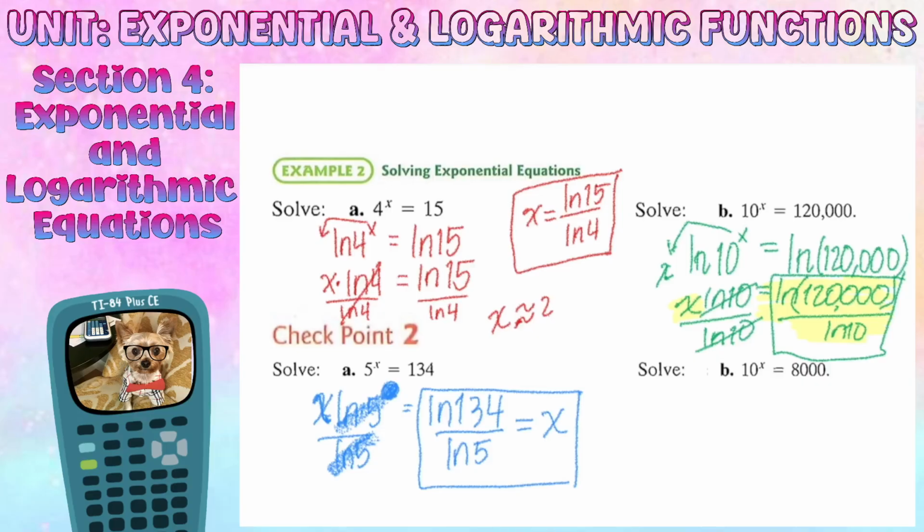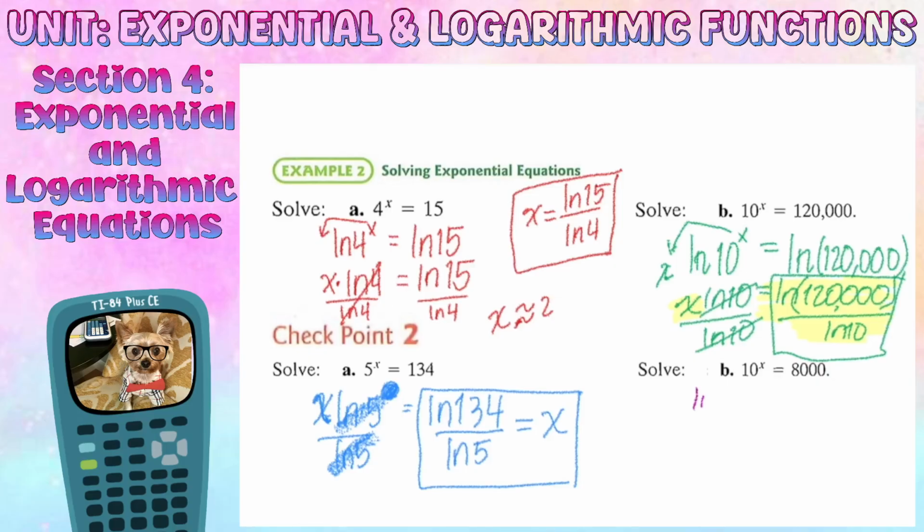Next up, 10 to the third is equal to 1,000. 10 to the 4 is equal to 10,000. So you know it's going to be a little bit less than 4, the answer to this question, right? So let's go ahead and do it.